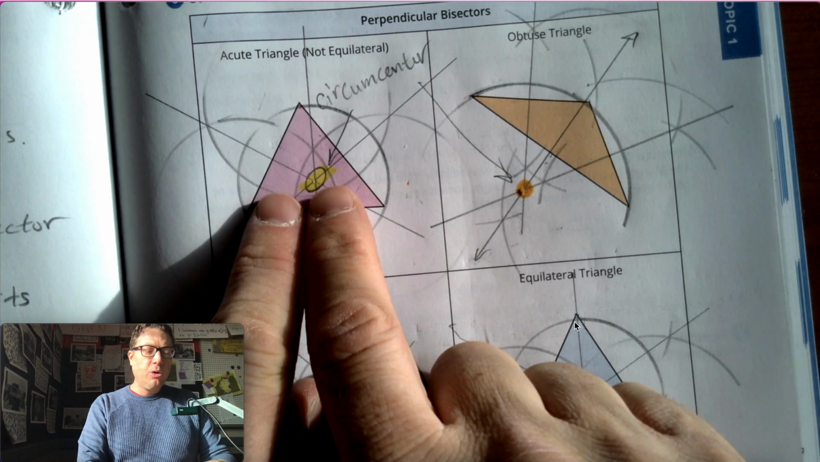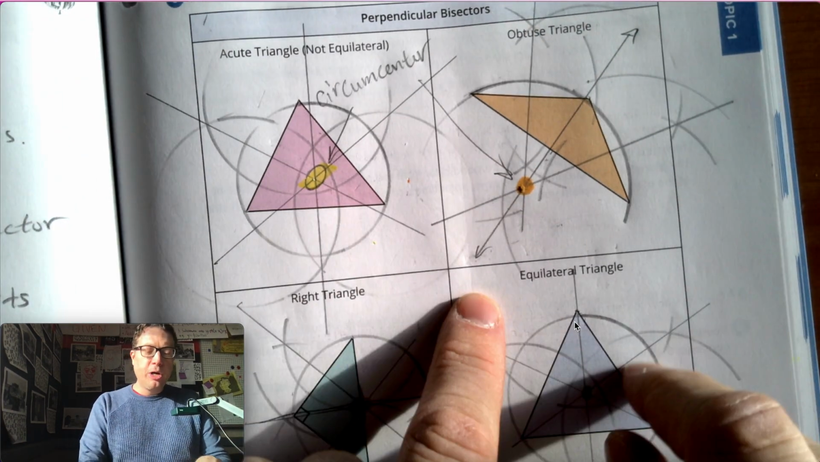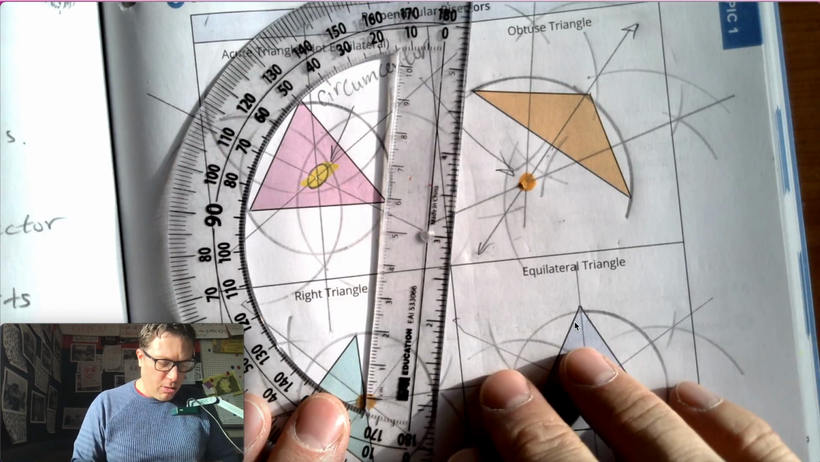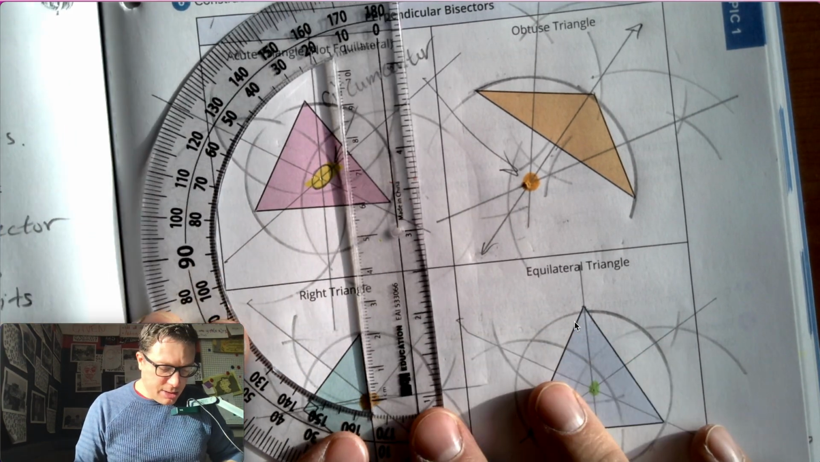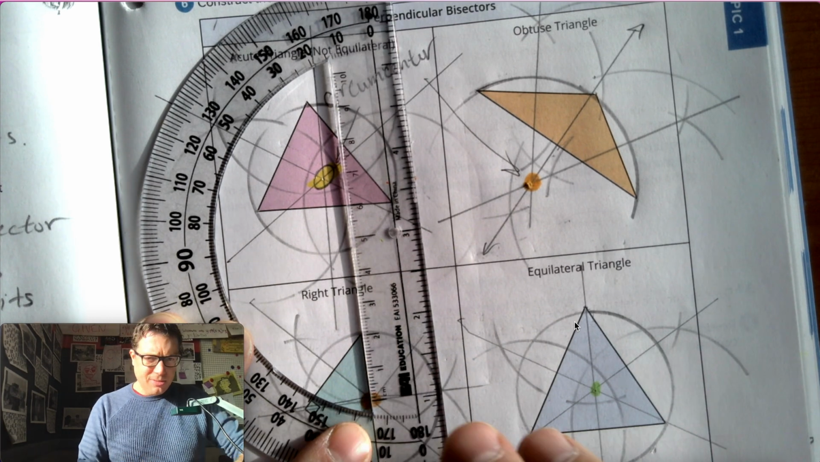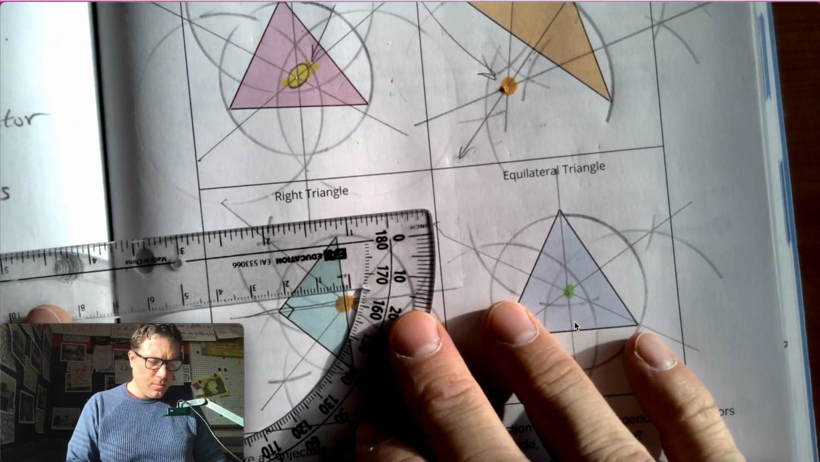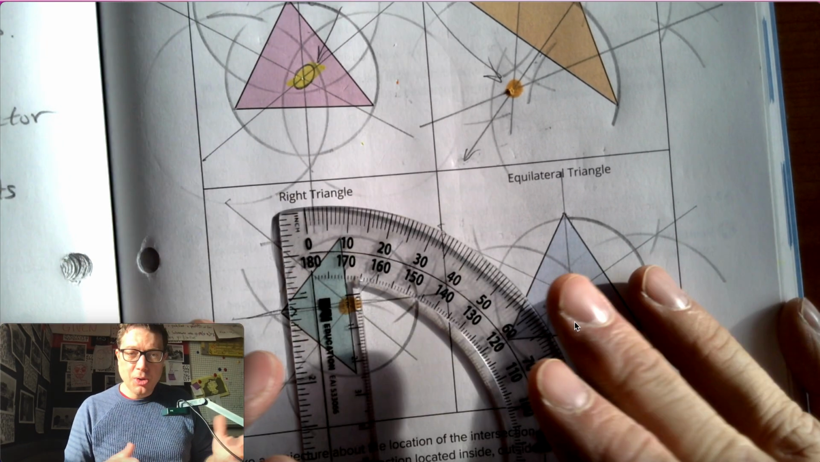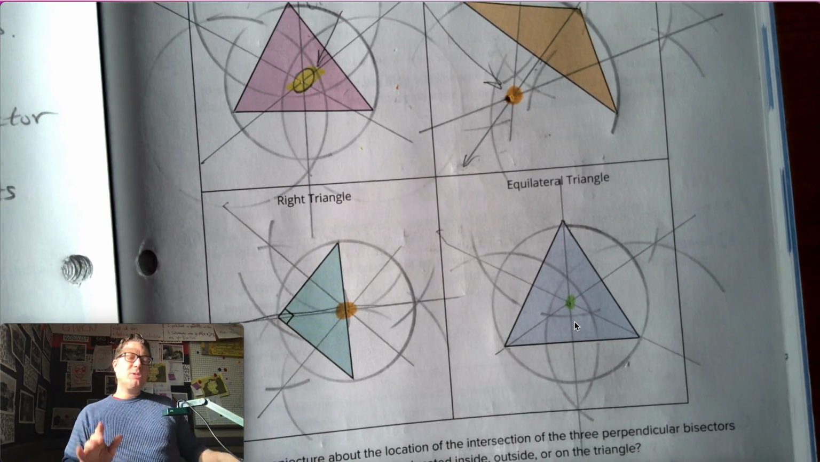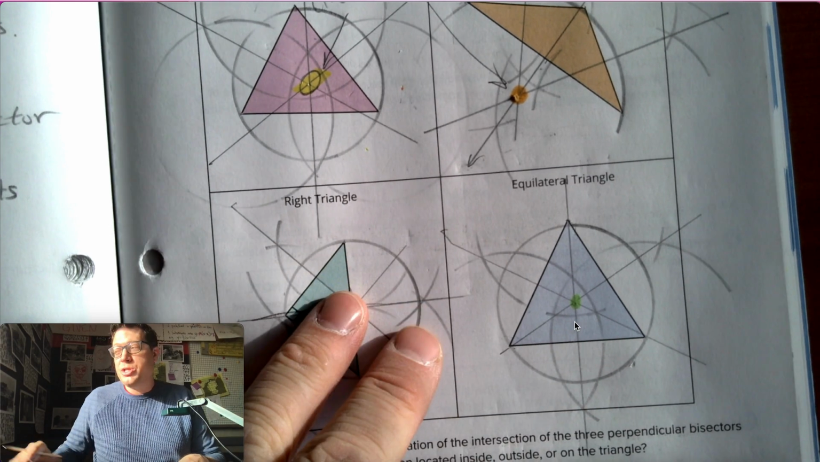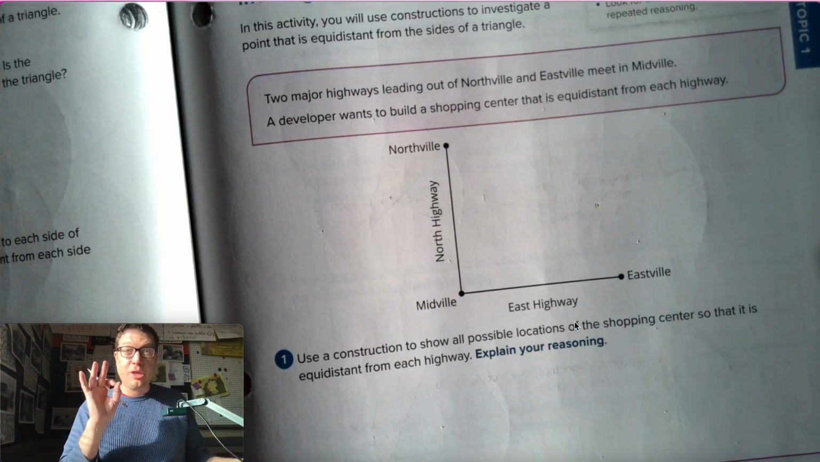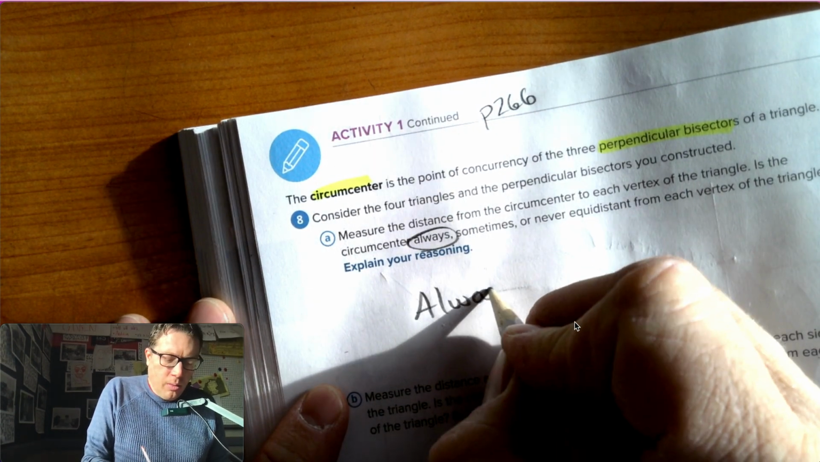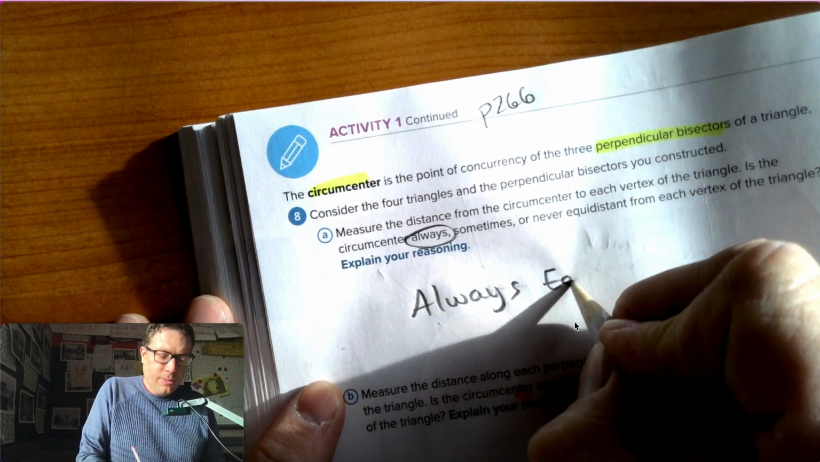For an acute triangle, always true. For an obtuse triangle, always true. Equidistant. For a right triangle, measuring in centimeters, it looks like it's 2 centimeters. 2 centimeters. Also 2. So probably we can just guess without even going to the equilateral triangle, which is actually a regular polygon, so it's like the perfect one, that always equidistant.